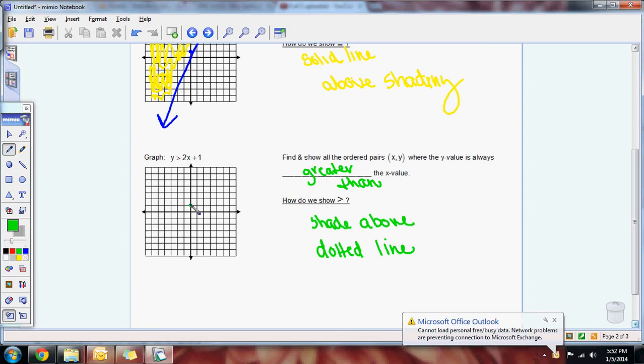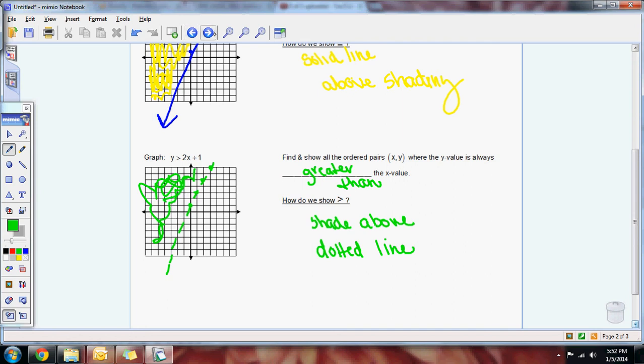So we start at 1, up 2 over 1, up 2 over 1, up 2 over 1. We're still shading everything that's above our line, except we're going to have a dashed line because it's not equal to this line. It's just greater than this line.